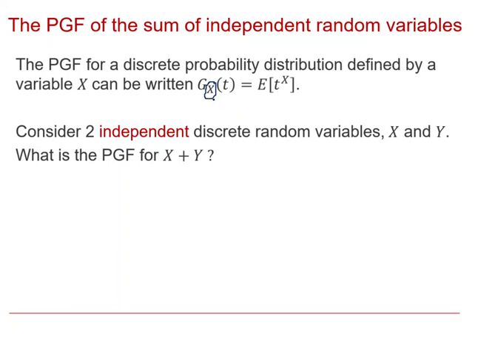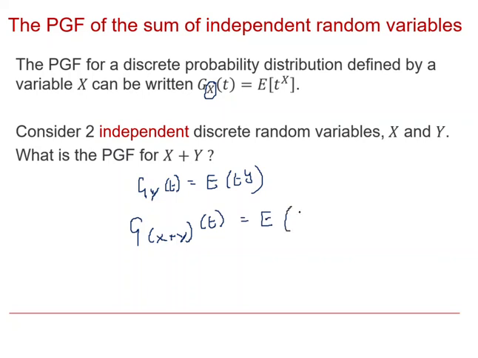We're going to consider in this video the sum of two independent discrete random variables, and it's worth noting that the probability generating function for the random variable y would be written G_y(t), and that's the expected value of t to the y, and also the generating function for the sum of those two independent random variables, x plus y, would be the expected value of t to the power x plus y.